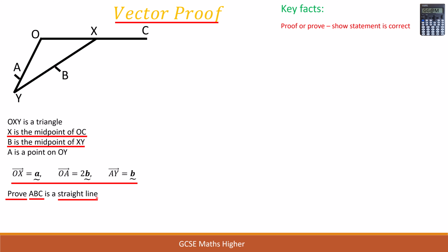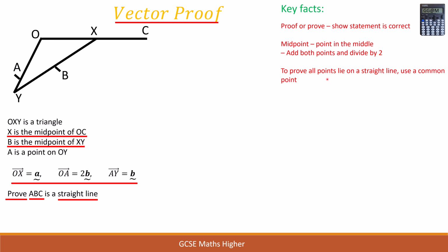So our key facts. We need to know that prove or proof basically means you've got to show this sentence at the bottom is correct. So this sentence down here, you must show that it is correct. And if you can do that, you've got the answer, so you're guaranteed you're going to get the marks in the exam. The word midpoint means the point in the middle. So X is in the middle between O and C, and B is in the middle between Y and X. To find the midpoint, you add both the points together, so the total distance, and divide it by 2, that gives you the midpoint.